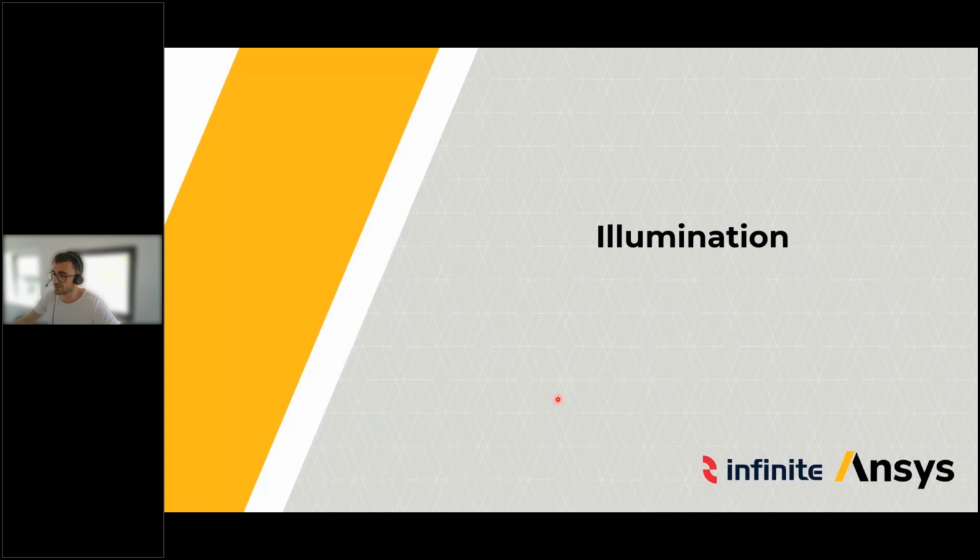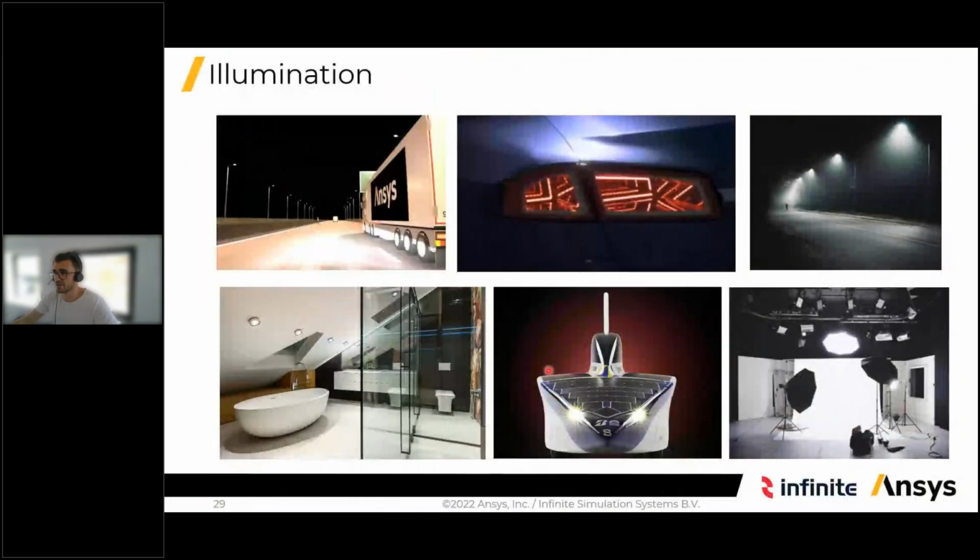Illumination simulations. With illumination, you can think of street lights illuminating a dark road, or the head and tail lights on a car. So you want to see if the environment is sufficiently illuminated, and if the light sources fulfill certain standards.